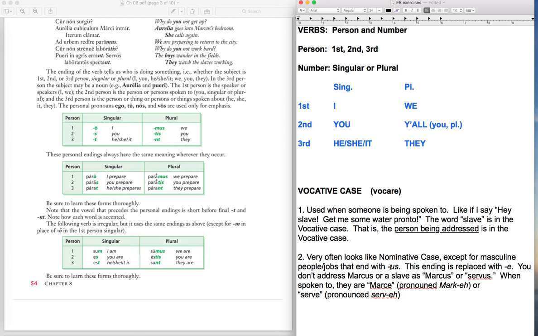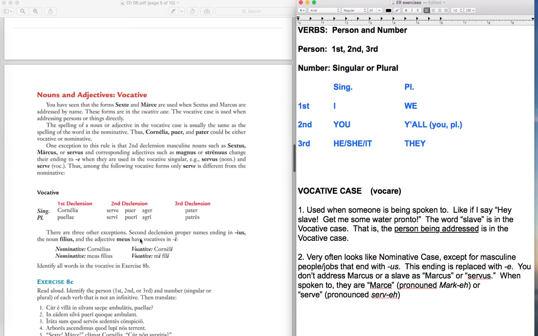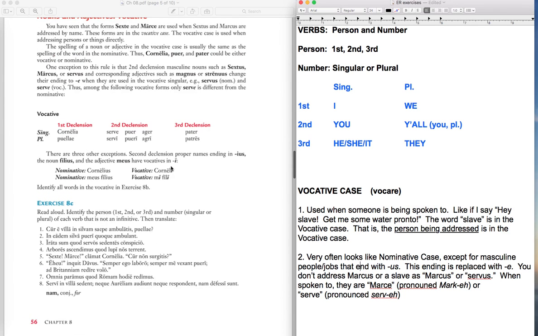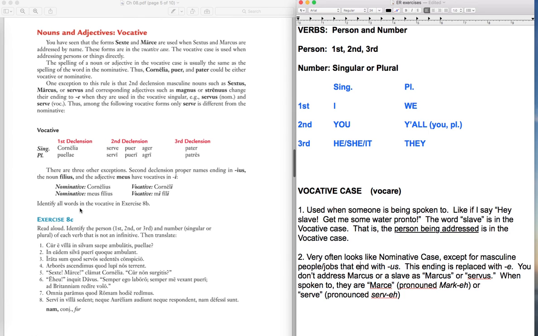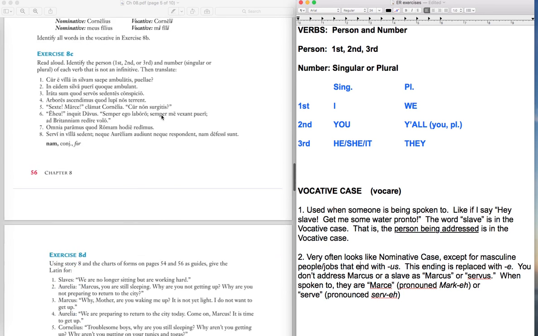Now there is an exception even to this rule, which I'm not going to go into, but you can find the exceptions on page 56 right here. For the most part, vocative looks like nominative, with the exception of these types: us becomes e, with these exceptions. Okay, I'm going to leave you now and we will get back to exercise 8D.